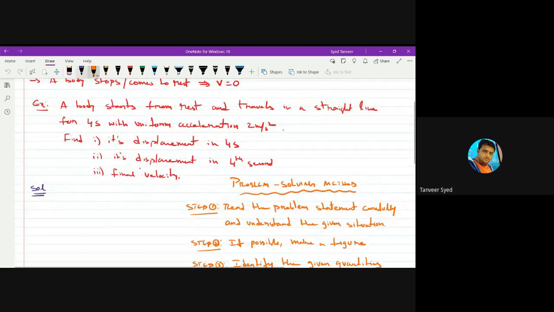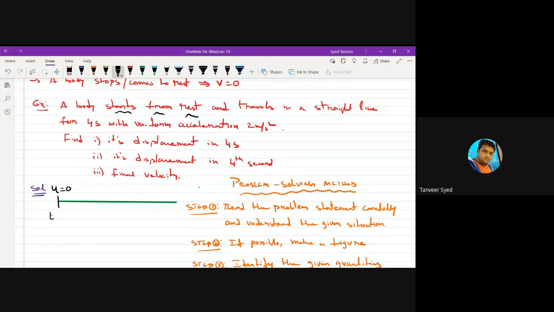A body starts from rest and travels in a straight line for 4 seconds with uniform acceleration 2 meter per second square. We want its displacement in 4 seconds and final velocity. What is asked? First of all, what is the situation here? The situation is a body traveling in a straight line like this, and it is starting from rest. That means automatically the initial velocity is given to you: u is equal to 0.